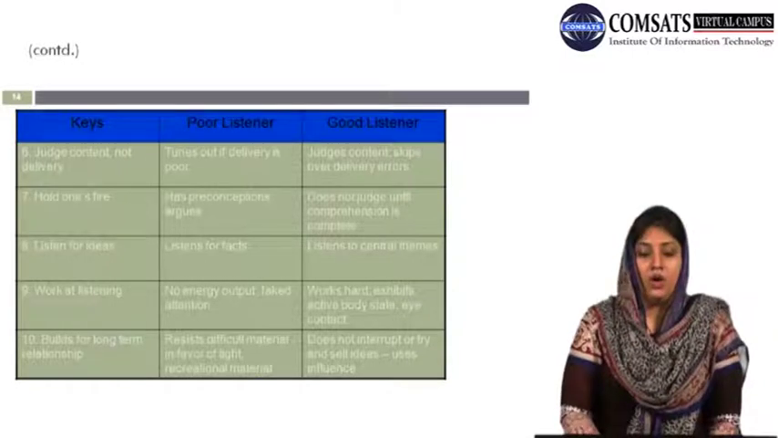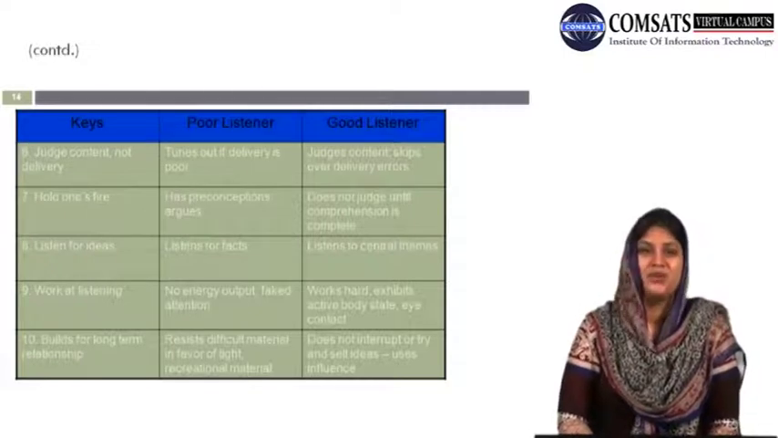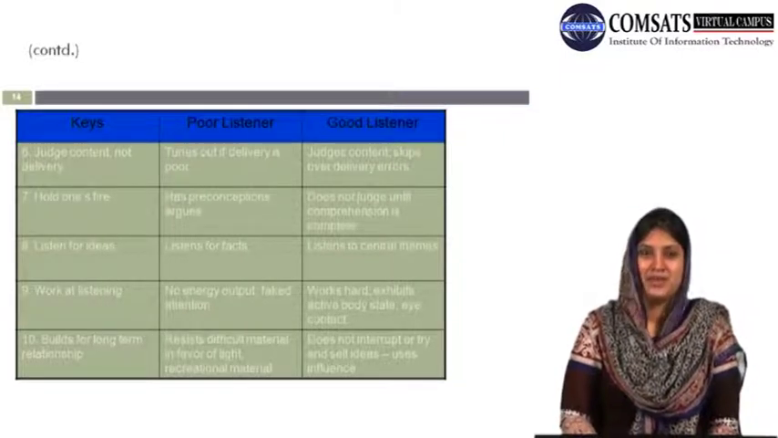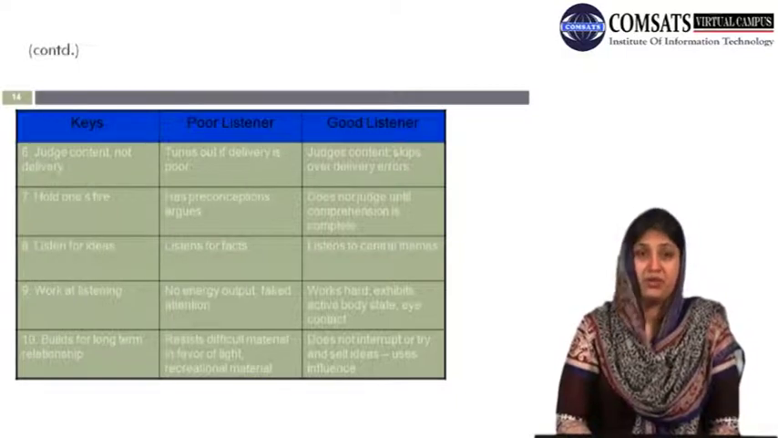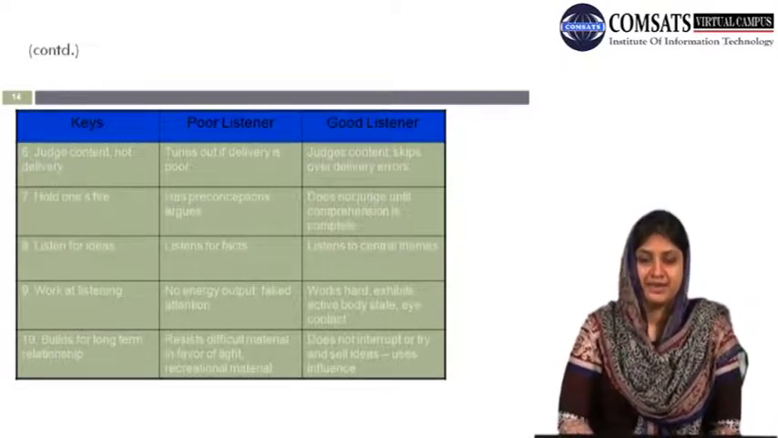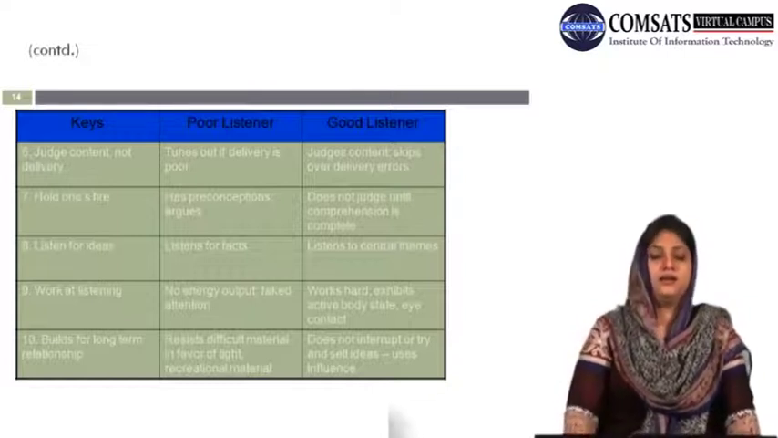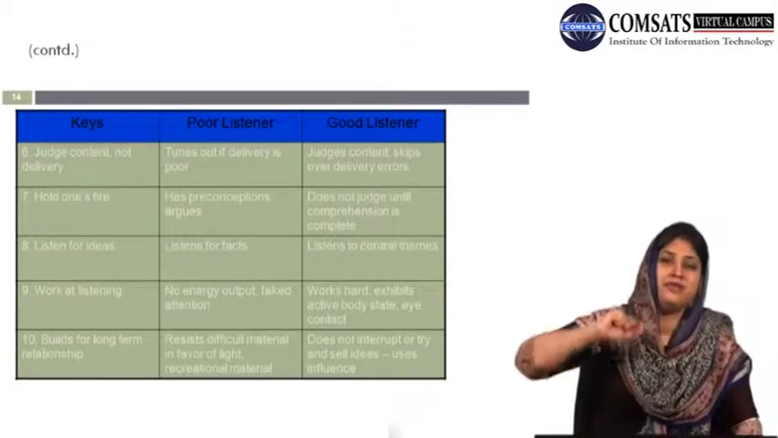Well, hold one's fire. That's very important because whenever you are talking, there are always fast interpreters. There are always people who would like to interfere unnecessarily. Poor listeners have preconceptions, so they argue unnecessarily. However, the good listeners, the positive listeners, the active listeners, do not judge until comprehension is complete, until the message is complete. Some people cannot hold their fire, so they pick up the message from in between and start arguing.